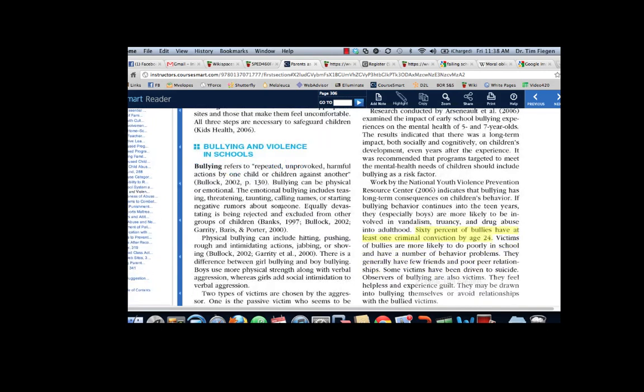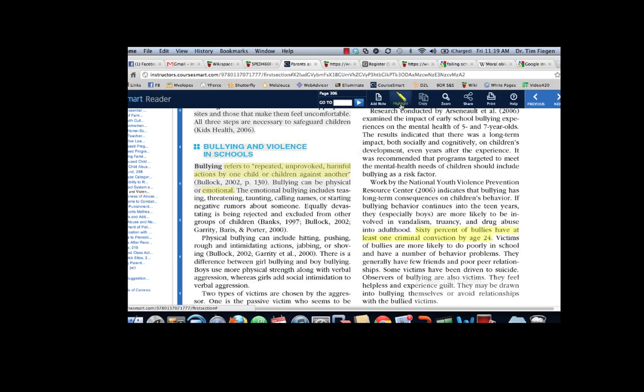And then bullying refers to the repeated, unprovoked, harmful action of one child against another. And I think there's a question on the test that has that stated that one way. Physical or emotional, and this is a little bit like before, that sometimes the threat of harm. Emotional includes teasing, threatening, taunting, calling names. And this gets a little dicey too because of this word, teasing. And here's where you'll get caught.